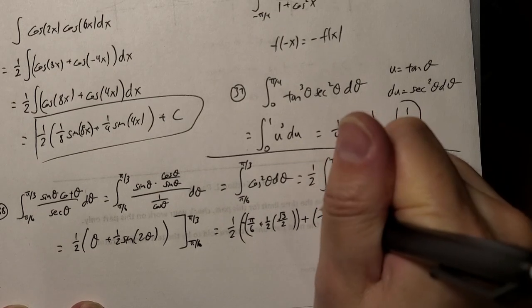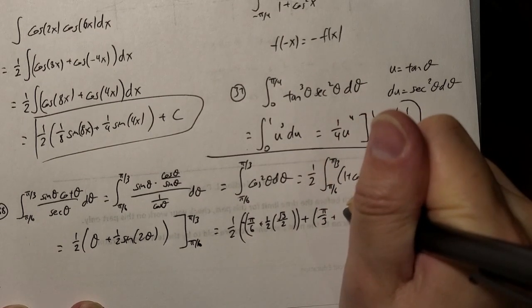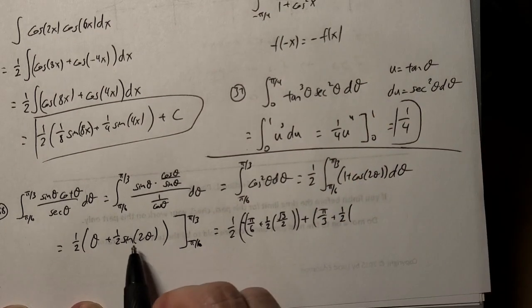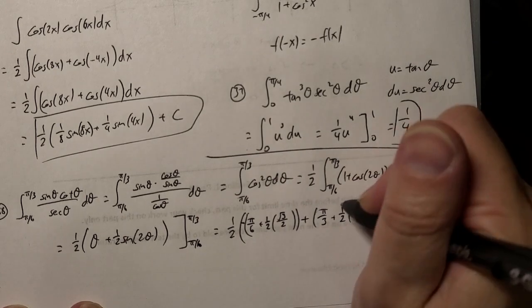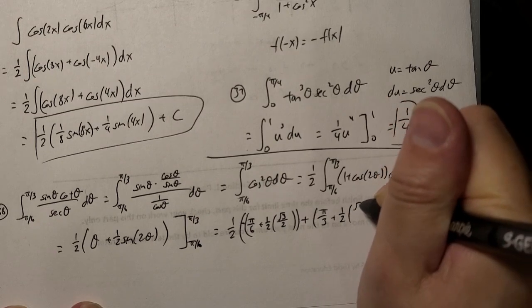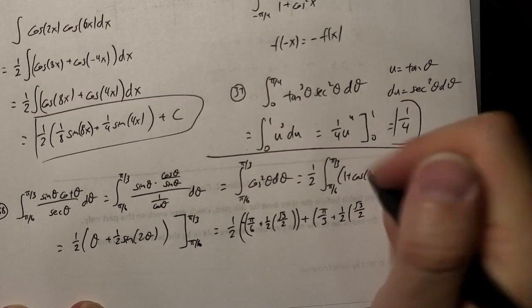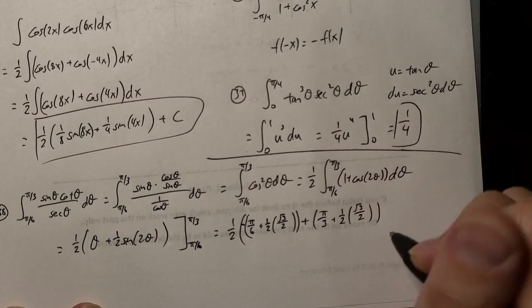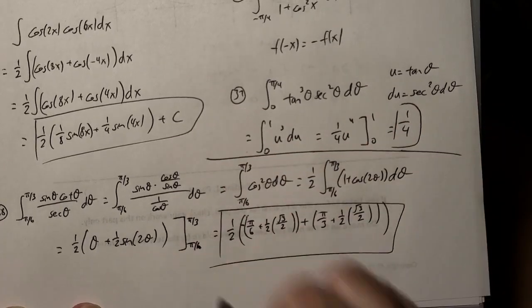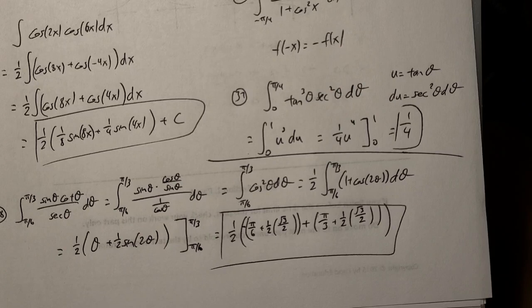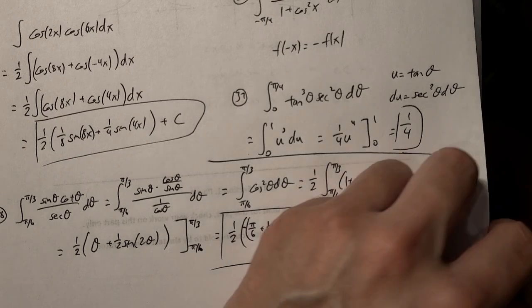So pi over 3 plus half times sine of 2 pi over 3? That is also root 3 over 2. I think I need one more parentheses. And that should be your answer. This is a definite integral. Okay, let's move on.